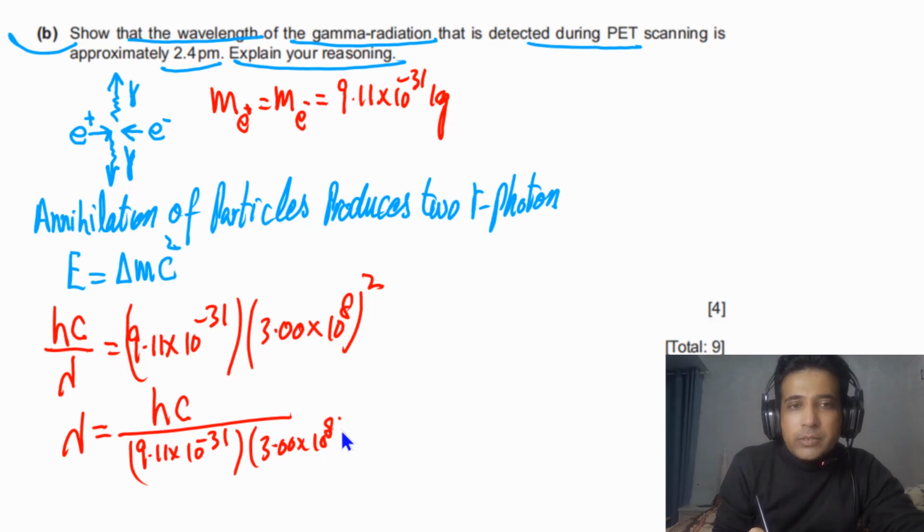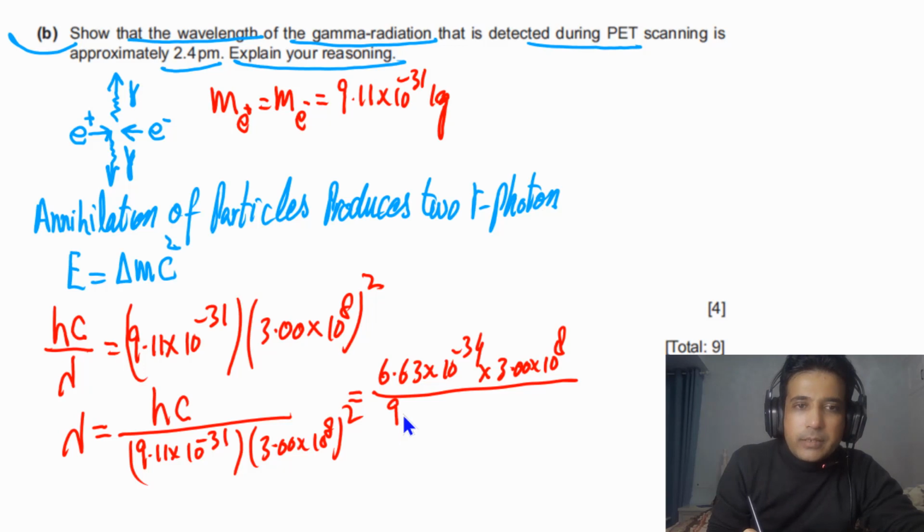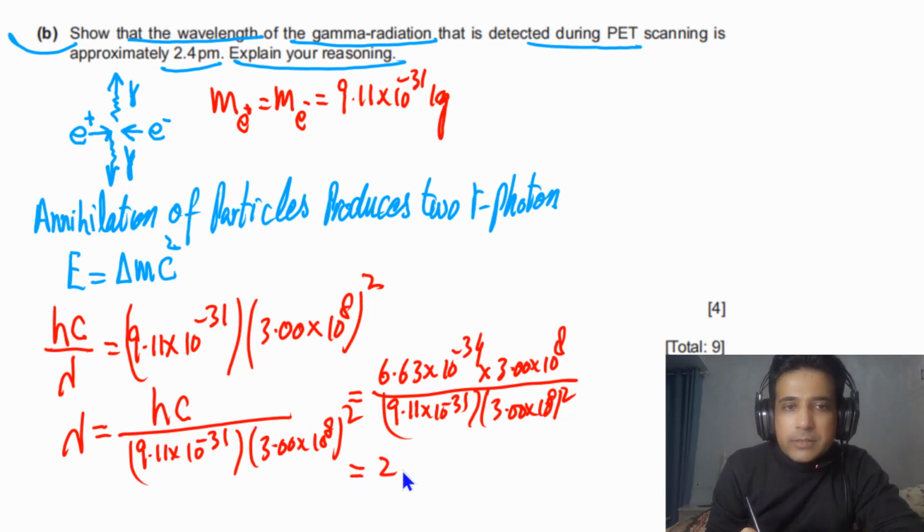Now we can plug in values. h is Planck's constant, its value is 6.63 times 10 to minus 34, and we have c, 3.00 times 10 to 8, divided by 9.11 times 10 to minus 31 multiplied by 3.00 times 10 to 8 squared. You can also cancel one c with this. If we solve this, our final answer will be 2.4 times 10 to minus 12 meters, which is equal to 2.4 picometers. So this is what we need to calculate.